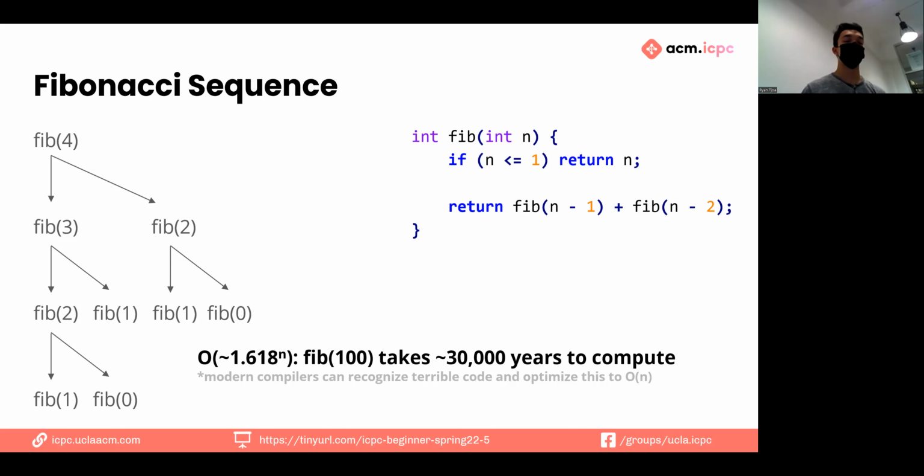Just calculating the 100th Fibonacci number using this simple program would take about 30,000 years to compute. The number of computations is on the scale of 2 to the 100.